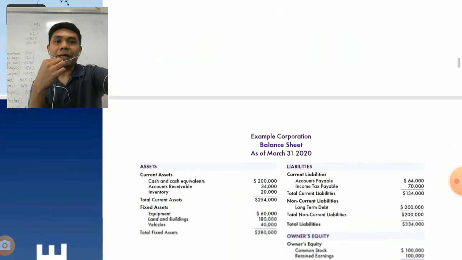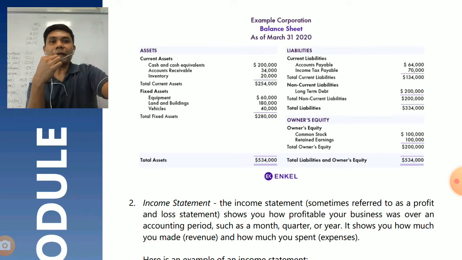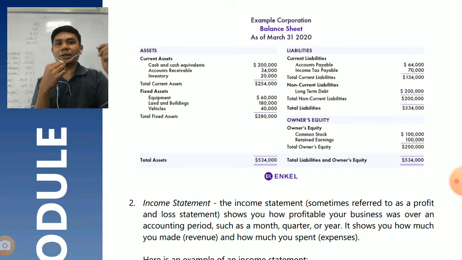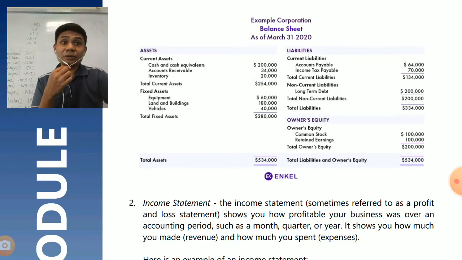So mao na example sa balance sheet. Makita ninyo, nakabutang as of March 31, 2020. Nganong as of man? Because the balance sheet will tell you the financial position, kung asa nadapit ang business in terms of its assets, liabilities, and equity. Mao nang as of kay mura siya og accumulation. Pila na ang cash karong panahona. So mao nang as of siya, dili siya for the period ended.